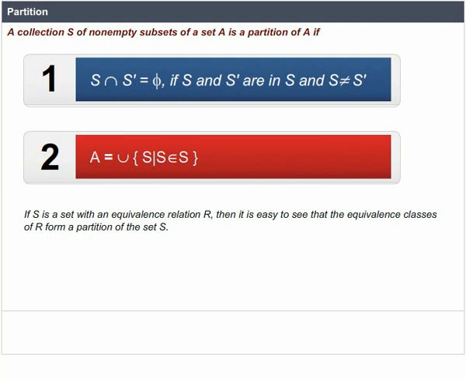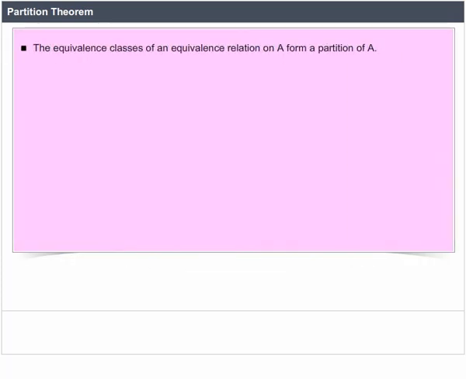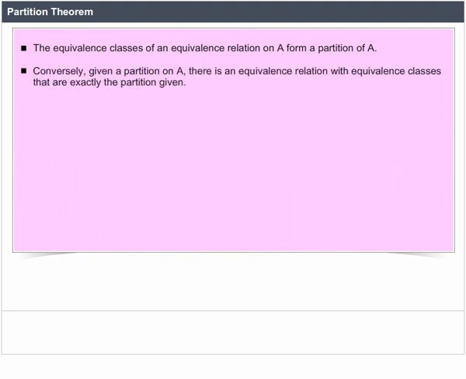More interesting is the fact that the converse of this statement is true. Partition theorem. The equivalence classes of an equivalence relation on A form a partition of A. Conversely, given a partition on A, there is an equivalence relation with equivalence classes that are exactly the partition given. Such decomposition is called a partition.